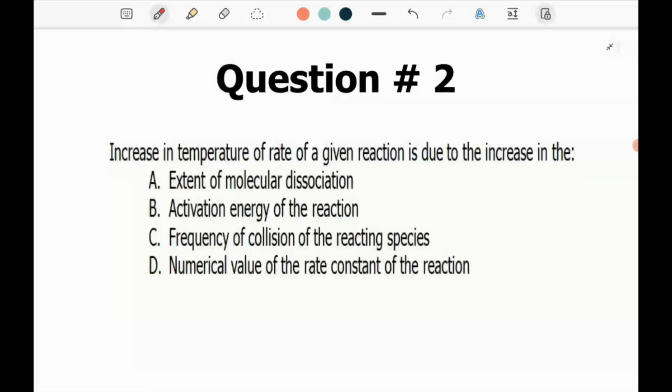So choose the correct answer based on your understanding of temperature's impact on reaction rate. Remember, one of the factors that affect rate of reaction is temperature, right? So just answer the question based on your understanding of temperature's impact on reaction rates.